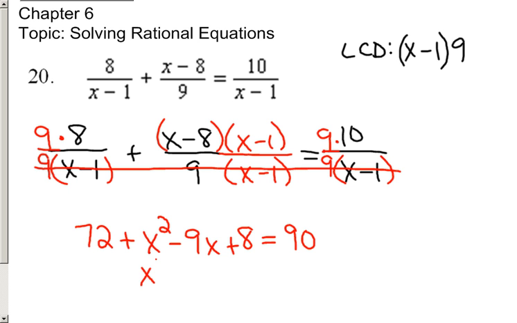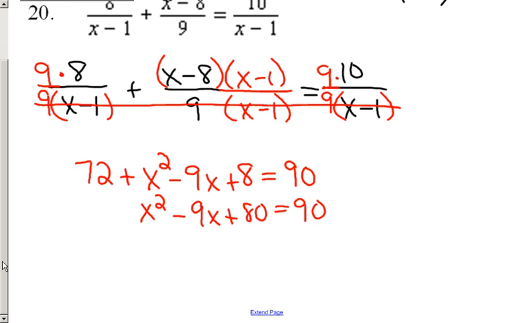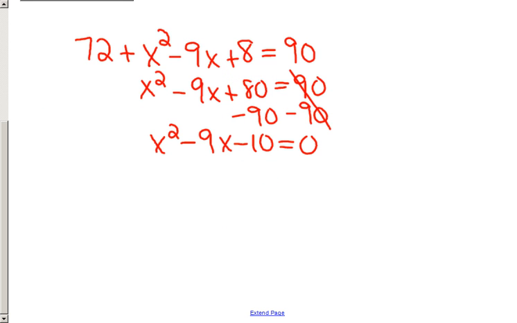So I get x squared minus 9x plus 80 equals 90. Now I'm going to subtract 90 from both sides to set it equal to 0. I have x squared minus 9x minus 10 equals 0. I need to factor the left side of the equation.